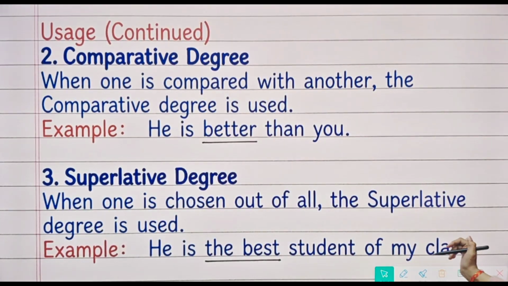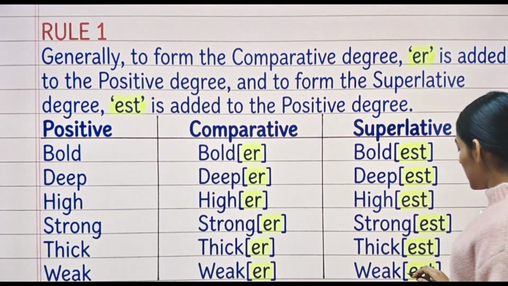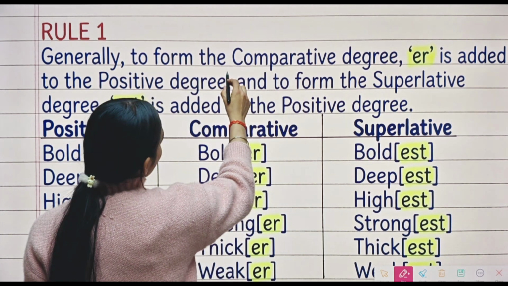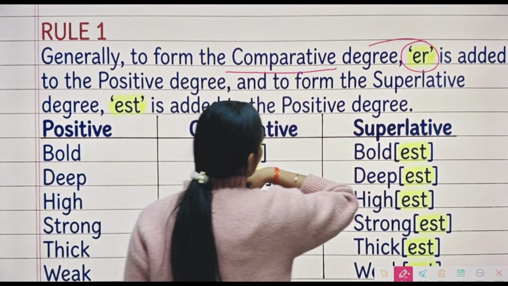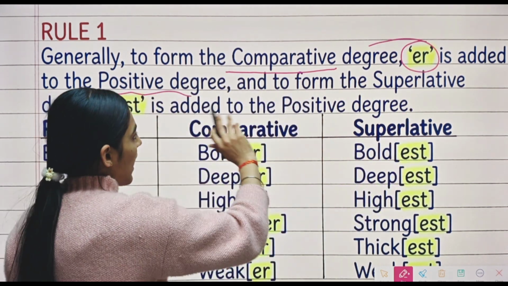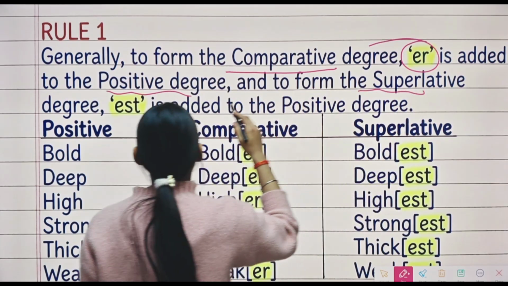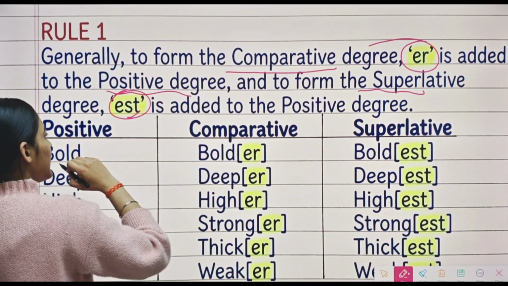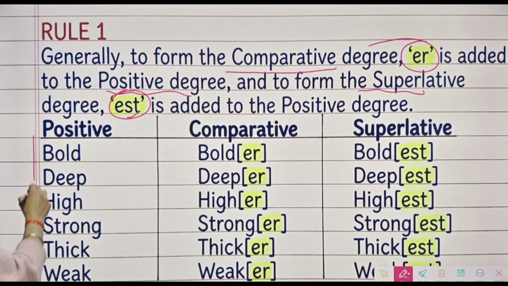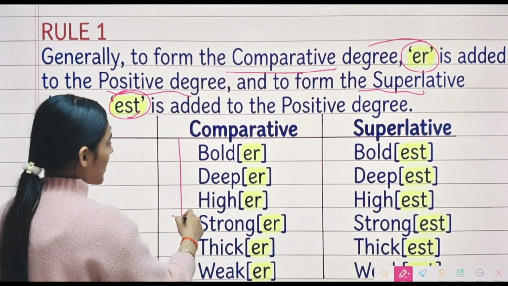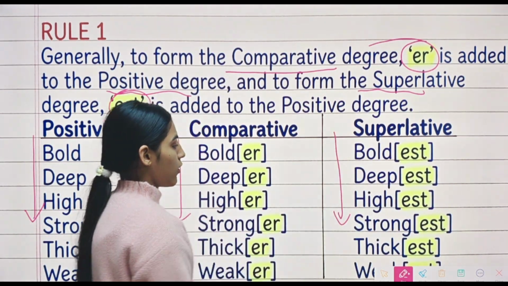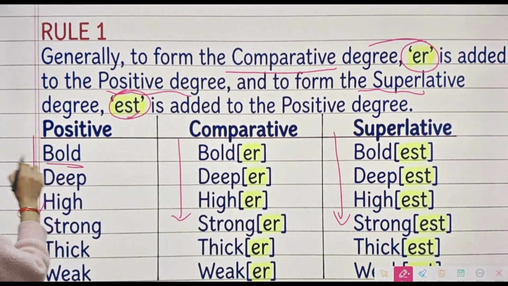Now moving on, we have rule number 1. Generally, to form the comparative degree, we just add er to the positive degree, and to form the superlative degree, we just add est. So let's see. In positive we have these ones, in comparative we have these, and in superlative we have these forms. Let's see the positive one at first.